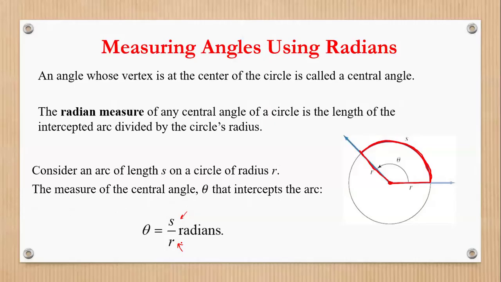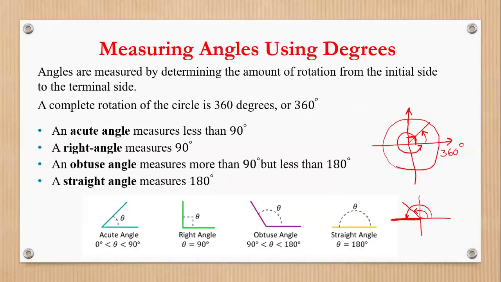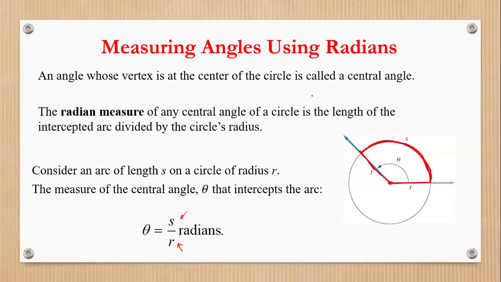So as you see, for showing degrees, we have this small o on top of the number, but for radians, we don't have any notation, so we just have to write radians next to the number that we get as a radian measure.